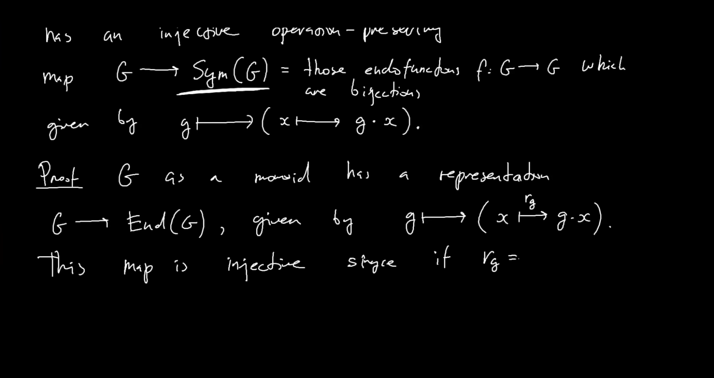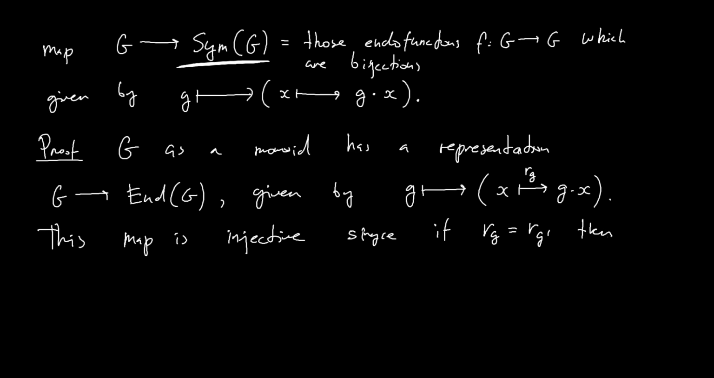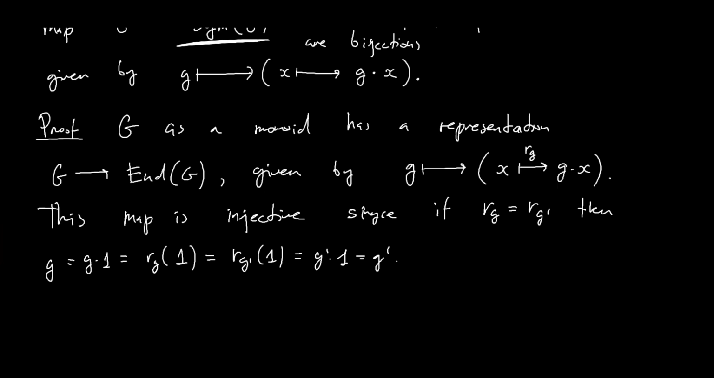If R_G equals R_G', if these are the same map, then they must have the same values, specifically the same value at x equal 1. So R_G at 1 will be equal to R_G' at 1. But what is R_G at 1? R_G at 1 is G times 1, which is nothing other than G. And R_G' at 1 is G' times 1, which is nothing other than G'. So that's how we get that the map is injective: G ends up being equal to G'.